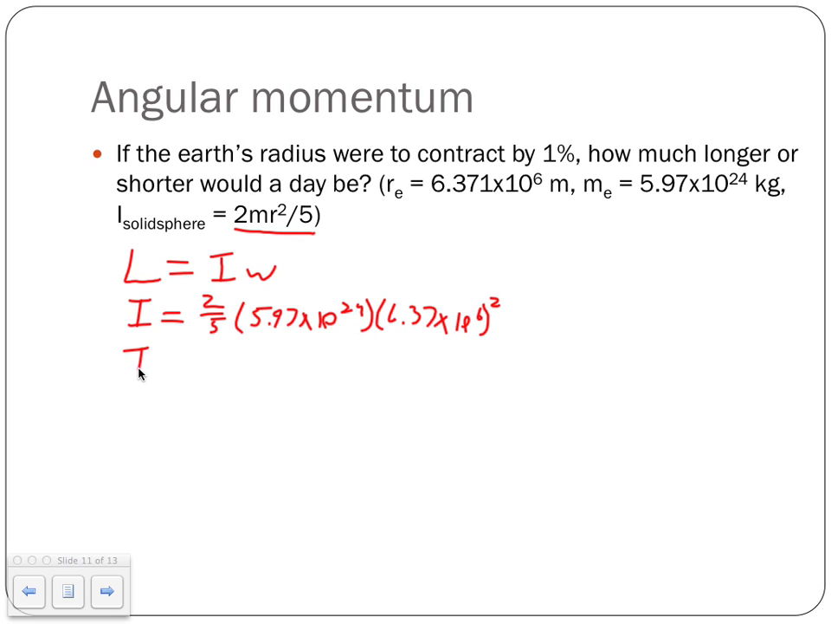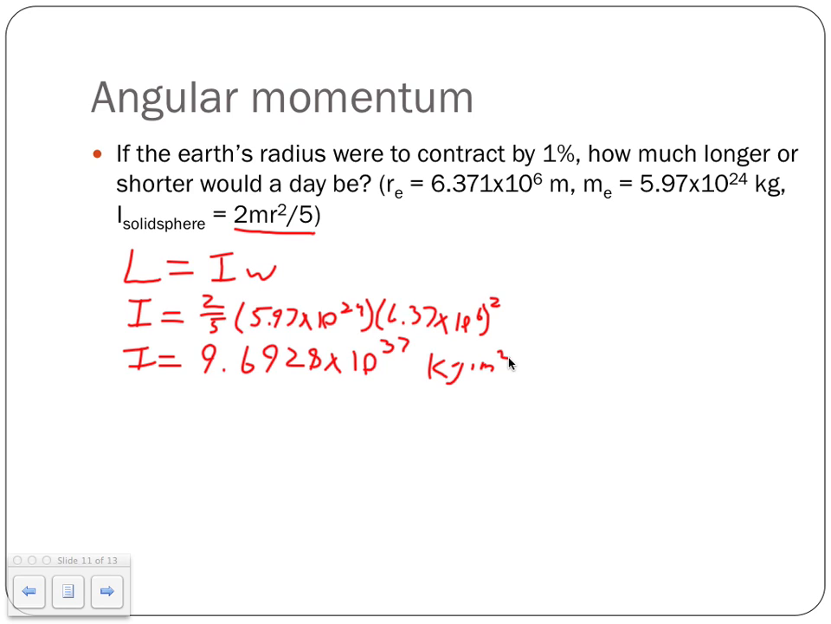We can do the math on this, and we're going to get a big number. 2/5 times 5.97 times 10 to the 24th times 6.37 times 10 to the 6th squared gives 9.6928 times 10 to the 37th, maybe the largest number we've seen in this entire course. For units, we have kilograms for the mass of the Earth and meters for the radius, so kilogram meters squared, which is the unit we want.